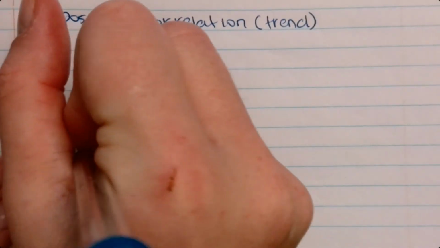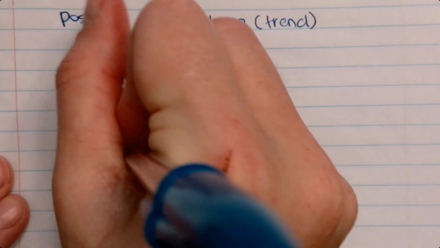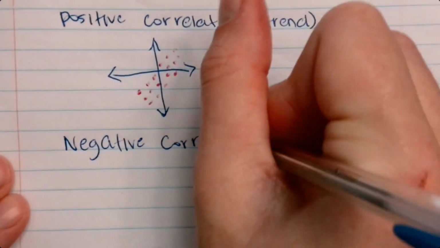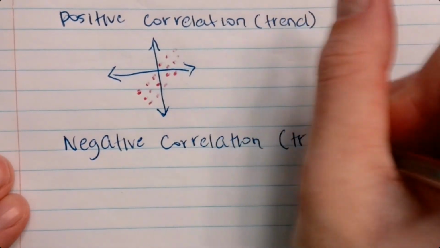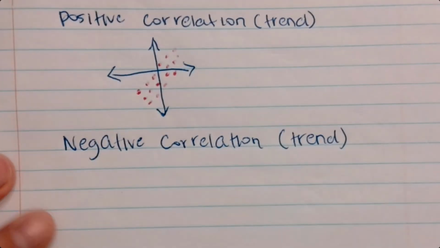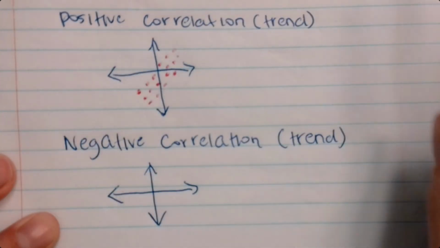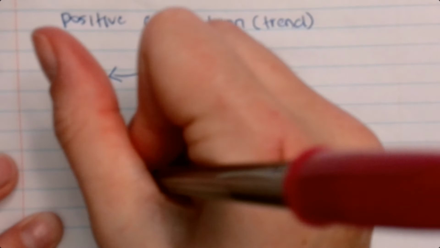I know I'm math, right? So I kind of have them in a line, but it doesn't need to be that. The next one is going to be a negative correlation or trend. So if, as you can imagine from a negative slope, right? This one would go down.